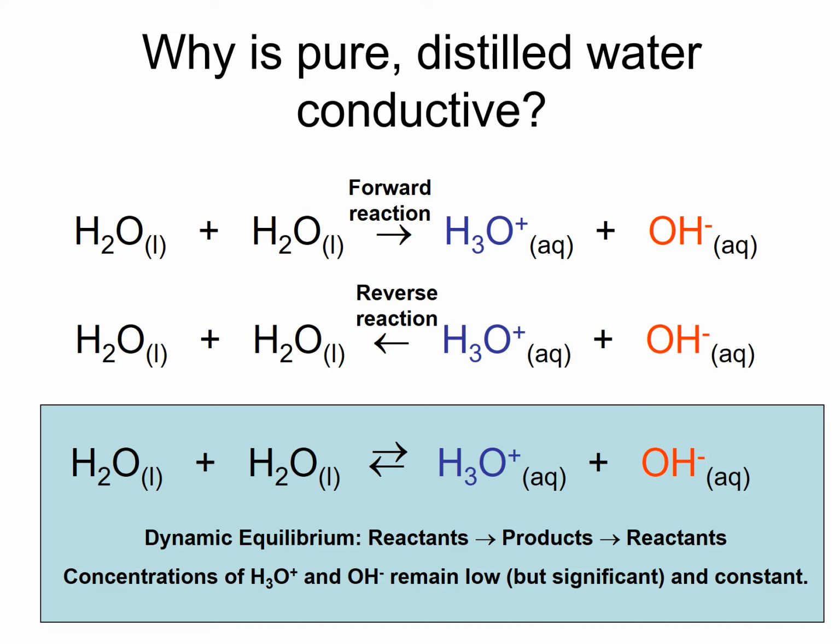Yes, hydronium and hydroxide very quickly convert back into water, but there are always enough H3O+ and OH- ions floating around to make the water somewhat conductive. So dynamic equilibrium describes how reactants are turned into products, which are turned back into reactants again. The concentrations of the hydronium and hydroxide remain low because they're very quickly converting back into water. But they're still there with a significant concentration. And that concentration is why even ultra-pure water can be conductive.